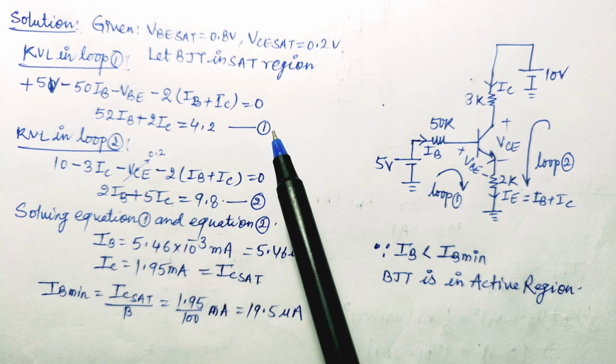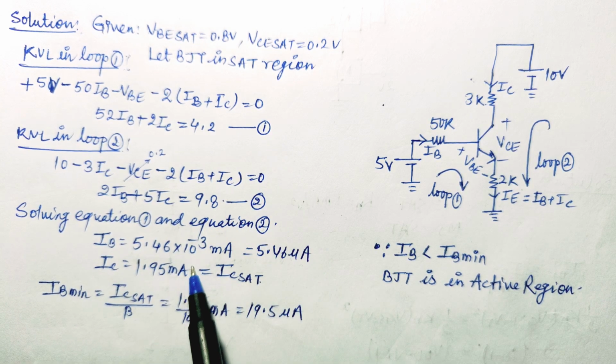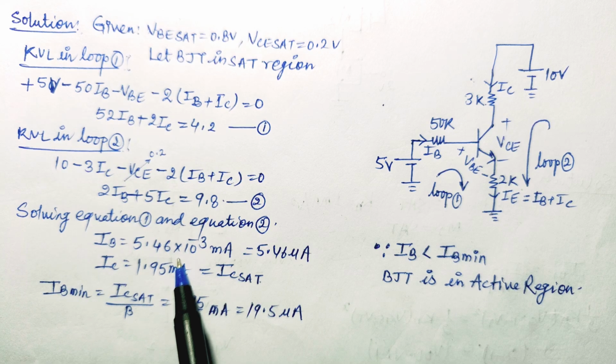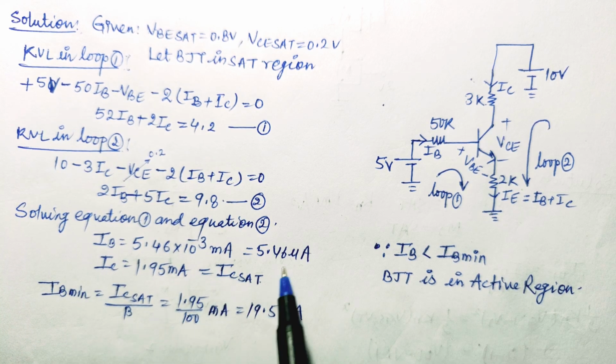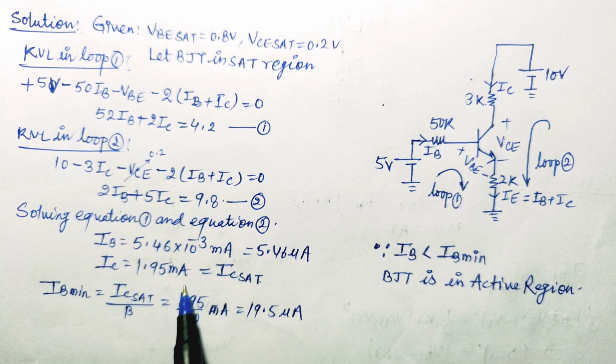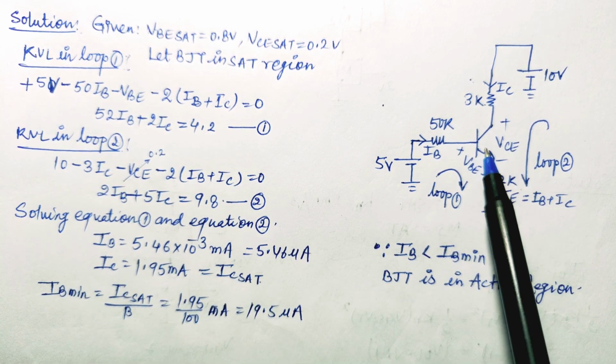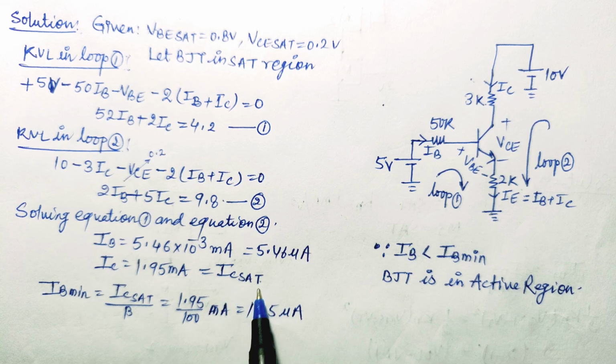If we solve equation number 1 and equation number 2, then IB value can be written as 5.46 into 10 to the power minus 3 milliampere, or we can say 5.46 microampere, and IC value will be equal to 1.95 milliampere. This IC value has been calculated by assuming that this transistor is in saturation region, so it will be an IC sat value, meaning the collector current in saturation region.